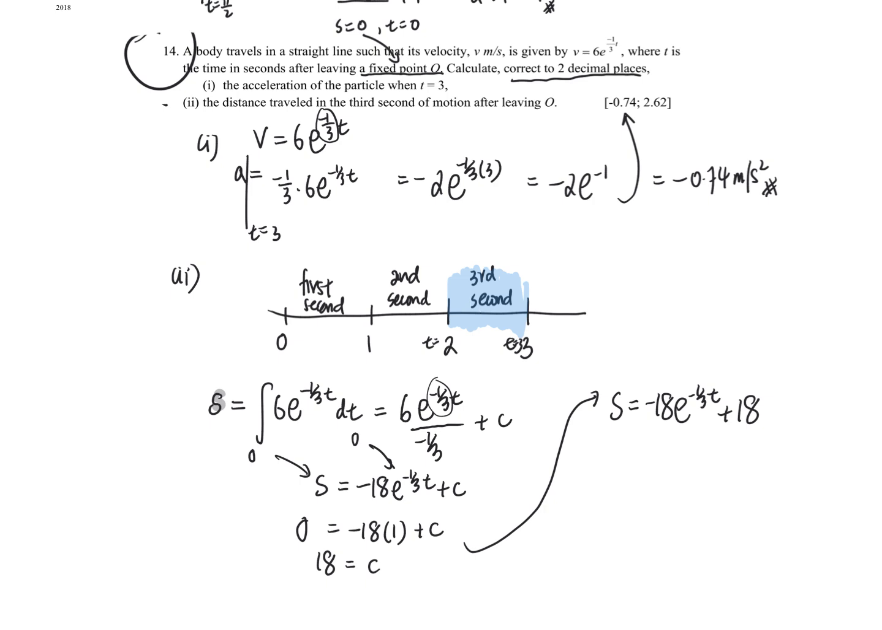Okay, so you go and find what is time equals 2 and what is time equals 3. Yeah, t equals 2 and 3. Go and find these two. Because they say in the 3rd second, not t equals 3, it's between the 2nd second and the 3rd second. So go and calculate these two. What do you get?